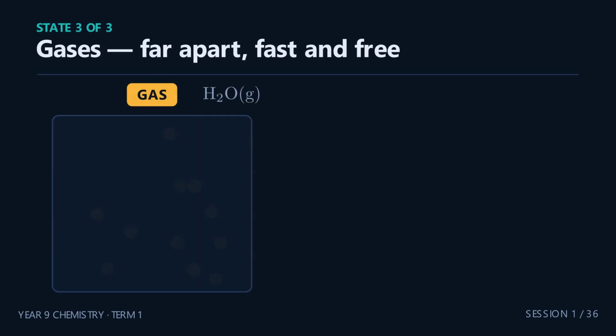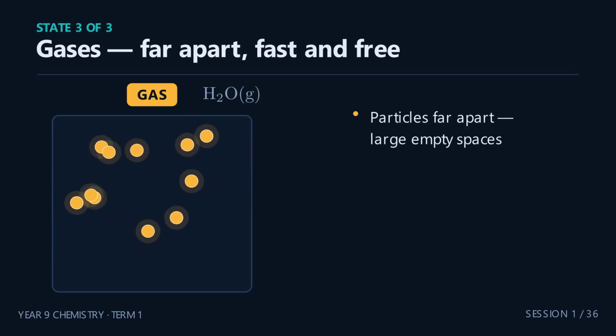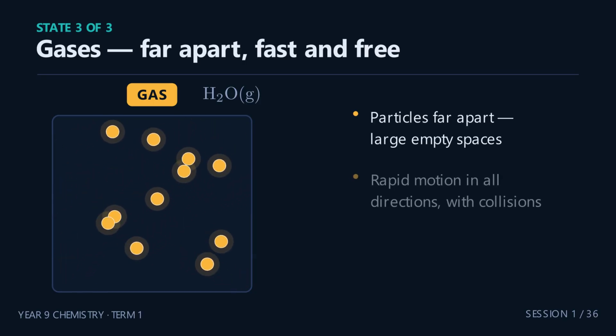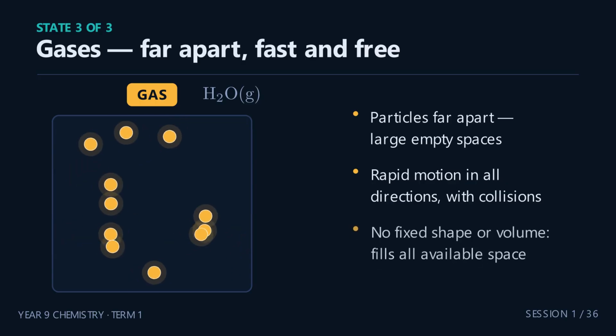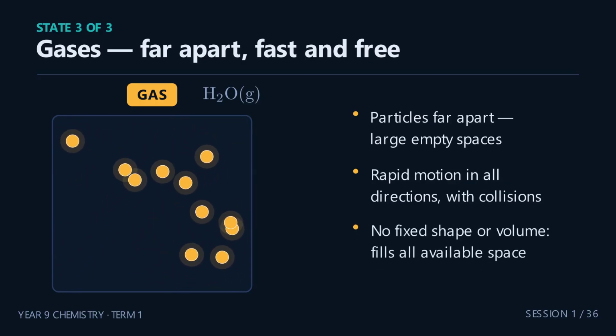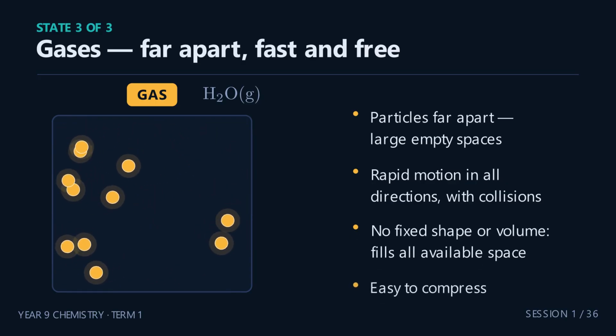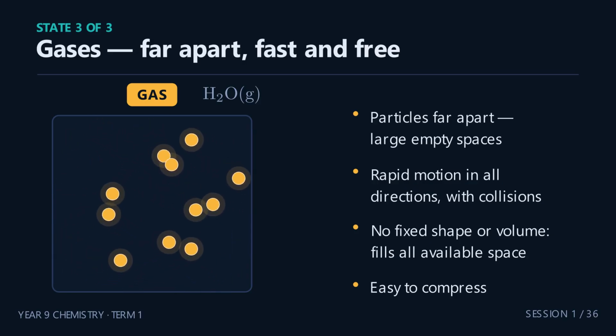In a gas, the particles are far apart and they move rapidly in all directions, colliding with each other and with the walls of the container. A gas has no fixed shape and no fixed volume. It spreads out to fill all the space available. And because there are large spaces between the particles, a gas is easy to compress.